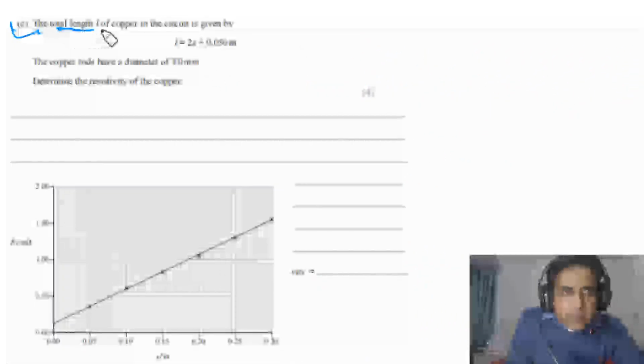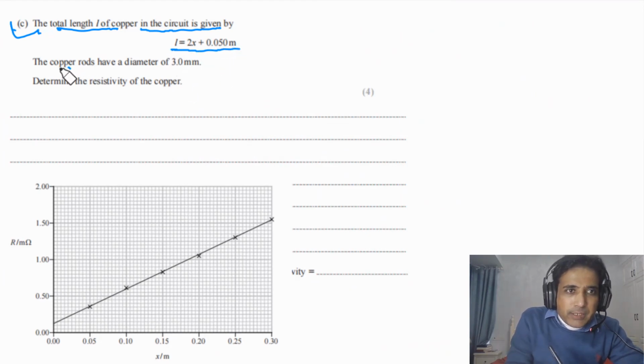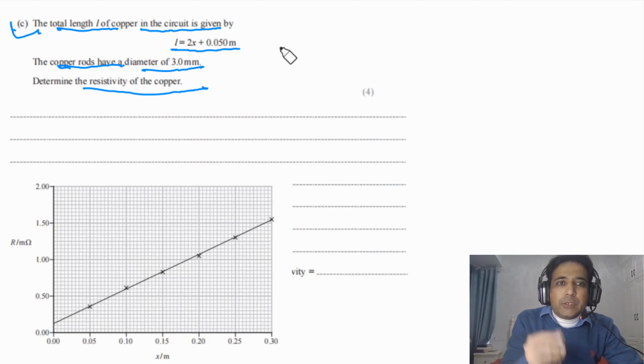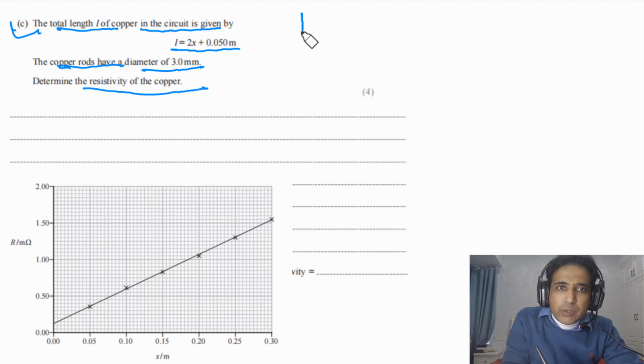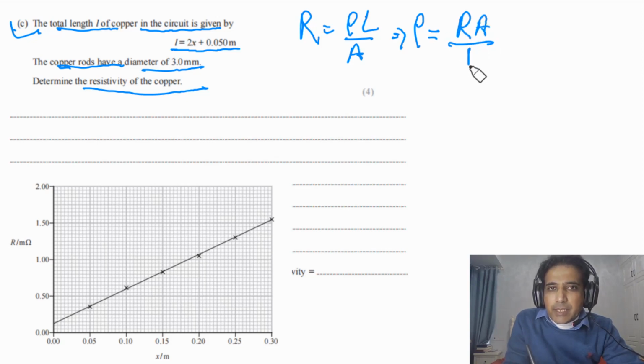Part C says the total length L of copper in the circuit is given by L is equal to 2x plus 0.050 meters. The copper rods have a diameter of 3.0 mm. Determine the resistivity of the copper. So for this question, simply we need to calculate resistivity of the copper. So we can look at resistance, that is equal to rho L by A. We need to find the value of resistivity, so we can rearrange, resistivity will be equal to RA divided by capital L.